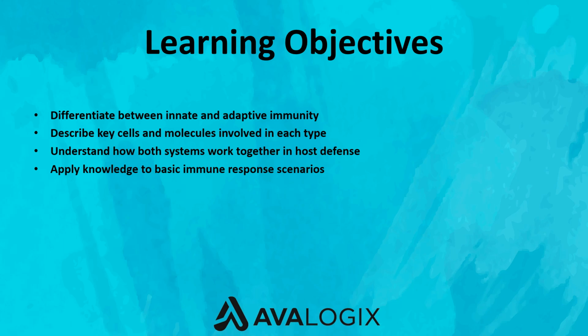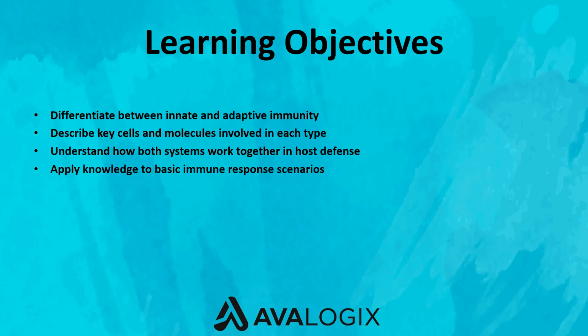Third, we'll focus on how these two systems don't work in isolation. You'll learn how they interact and support each other. For example, did you know that cells from the innate system actually activate the adaptive immune response? Or that antibodies from the adaptive system can make innate cells better at killing microbes? It's truly a team effort.